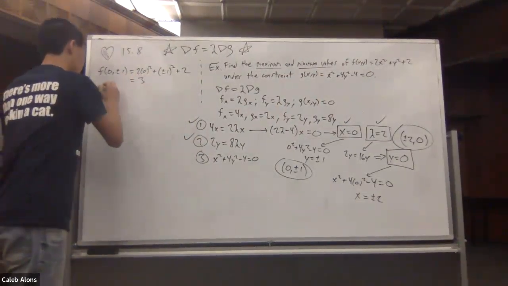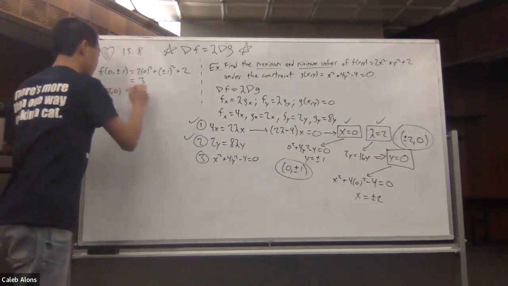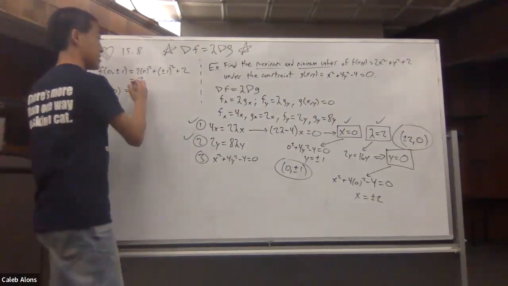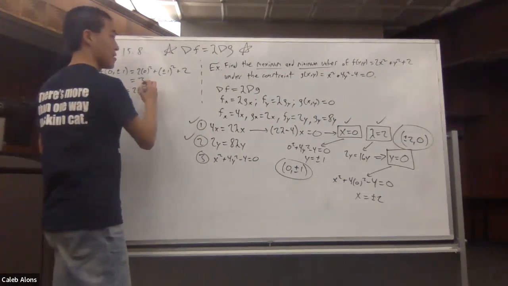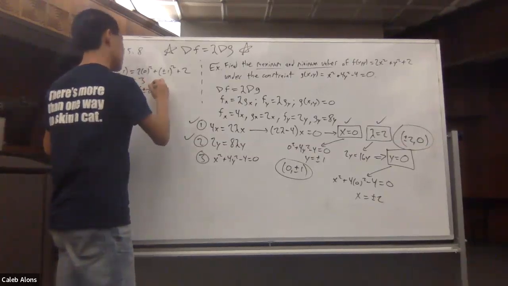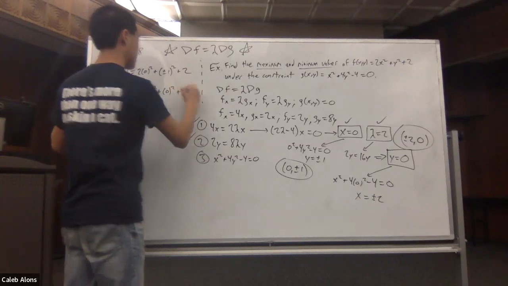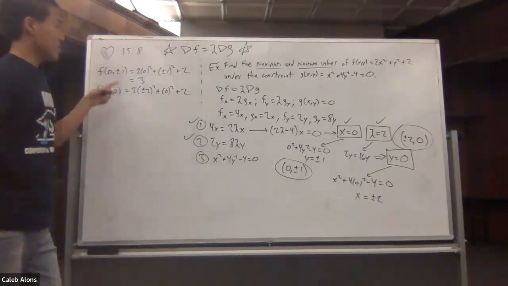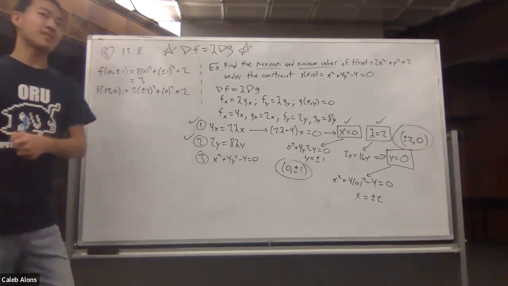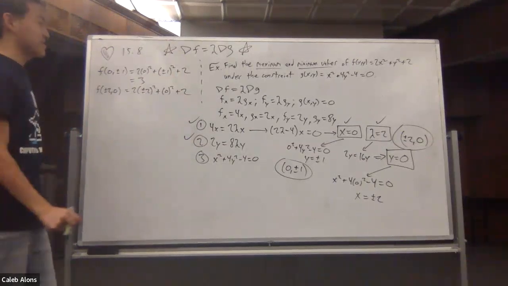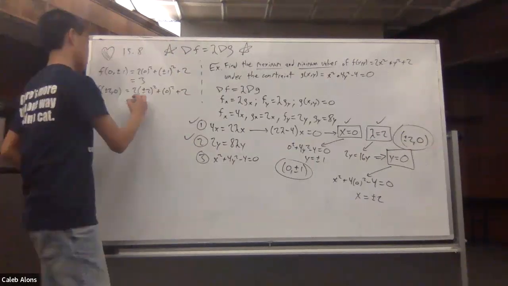And then f of plus or minus 2, 0 is going to be 2 times x squared plus y squared plus 2. Do you see how showing work is really, really great? You know, it's good form.